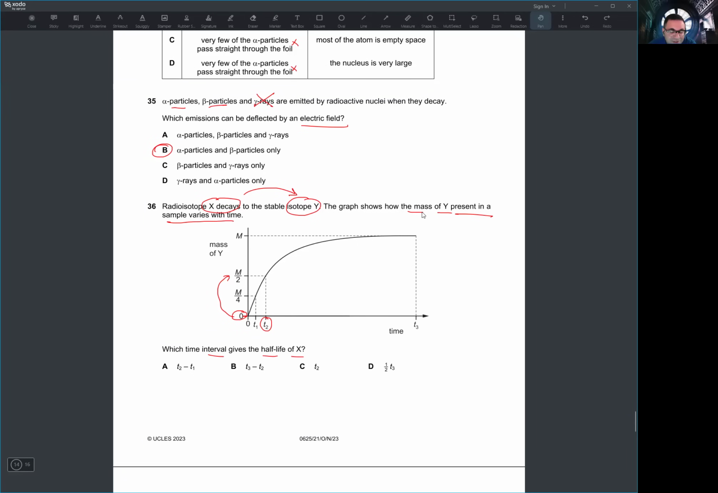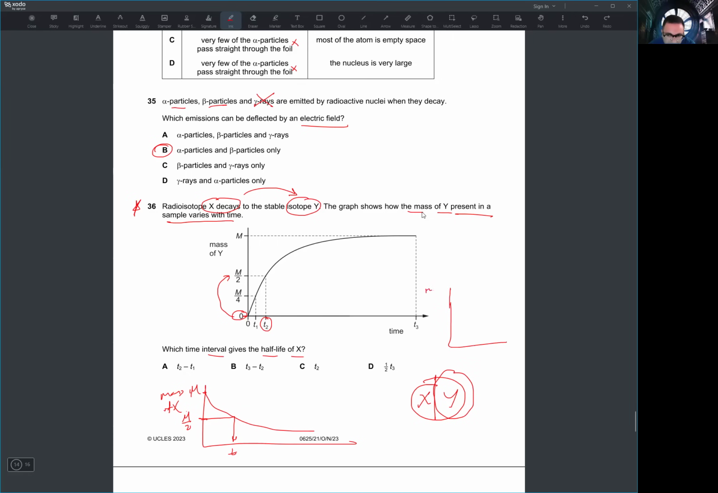Because this is the inverse of the graph for X. X, which is the thing that is decaying, I would say this is a star question. X, that is the king, started off at 100%. Let's call this M. All right? This is all one object. This was X. And after a certain time, you've lost half of X. If half of X is lost and it turns to Y, can you draw a graph for the change of mass of Y? Again, look at Y.